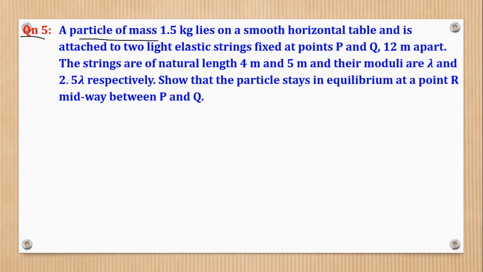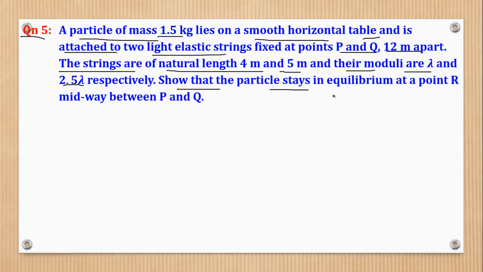Question 5. A particle of mass 1.5 kilograms lies on a smooth horizontal table and is attached to 2 light elastic strings fixed at points P and Q, 12 meters apart. The strings are of natural length 4 meters and 5 meters, and their moduli are lambda and 2.5 lambda, respectively. Show that the particle stays in equilibrium at a point R midway between P and Q.